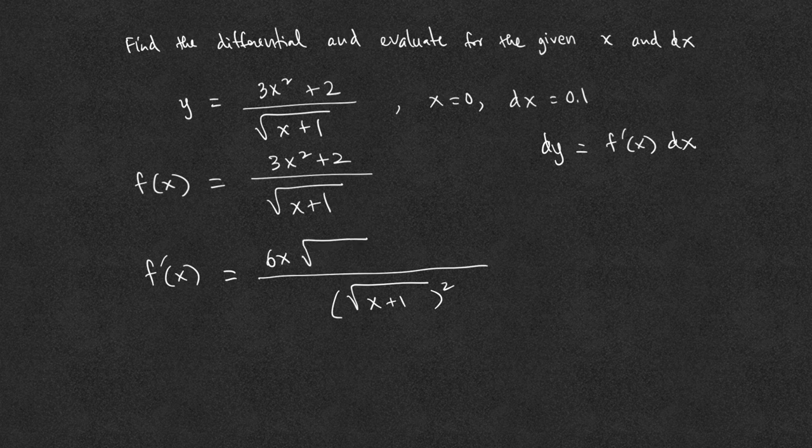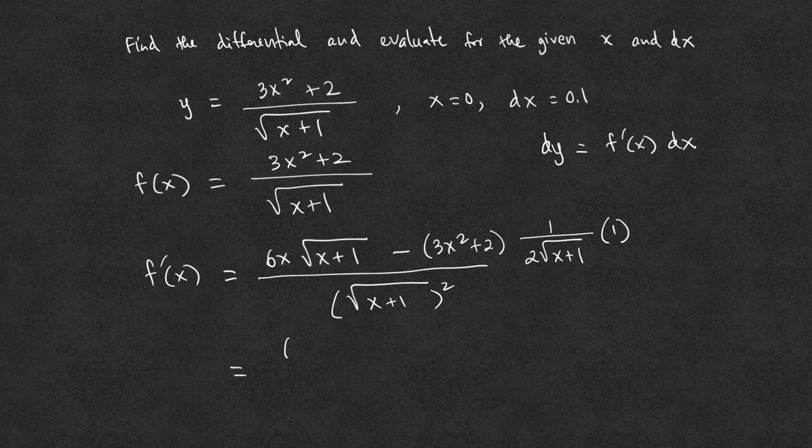We multiply the denominator, the square root of x plus 1, minus, this time we keep the numerator, which is 3x squared plus 2, and we multiply the derivative of the denominator, which is 1 over 2 root x plus 1. And don't forget to multiply the derivative of the inside function, but in this case, the derivative of x plus 1 is 1.